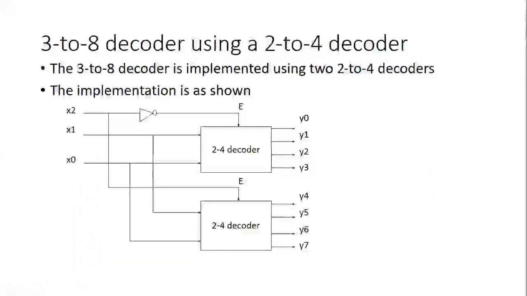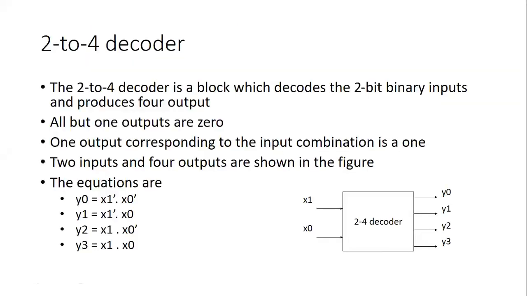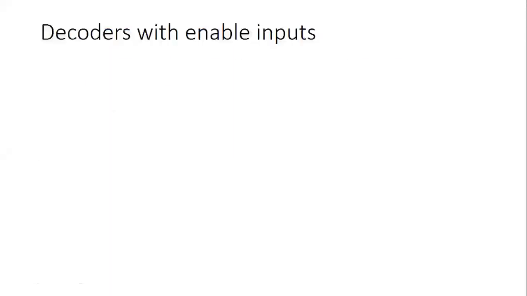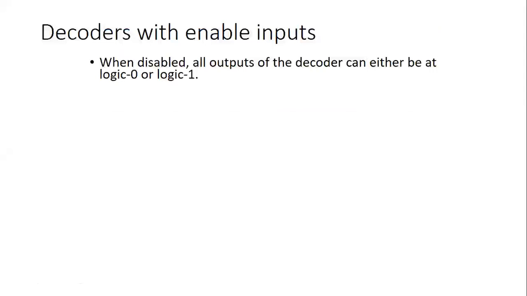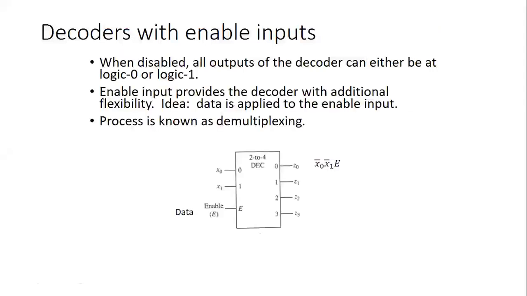Now this is a sample implementation of a 3:8 decoder using 2:4 decoders. In the previous example, we took an example of a decoder with enable. So this is how a decoder with enable was used. I had inputs A and B, x0, x1. Output was Z0, Z1, Z2, Z3, which is nothing but a 2:4 decoder.